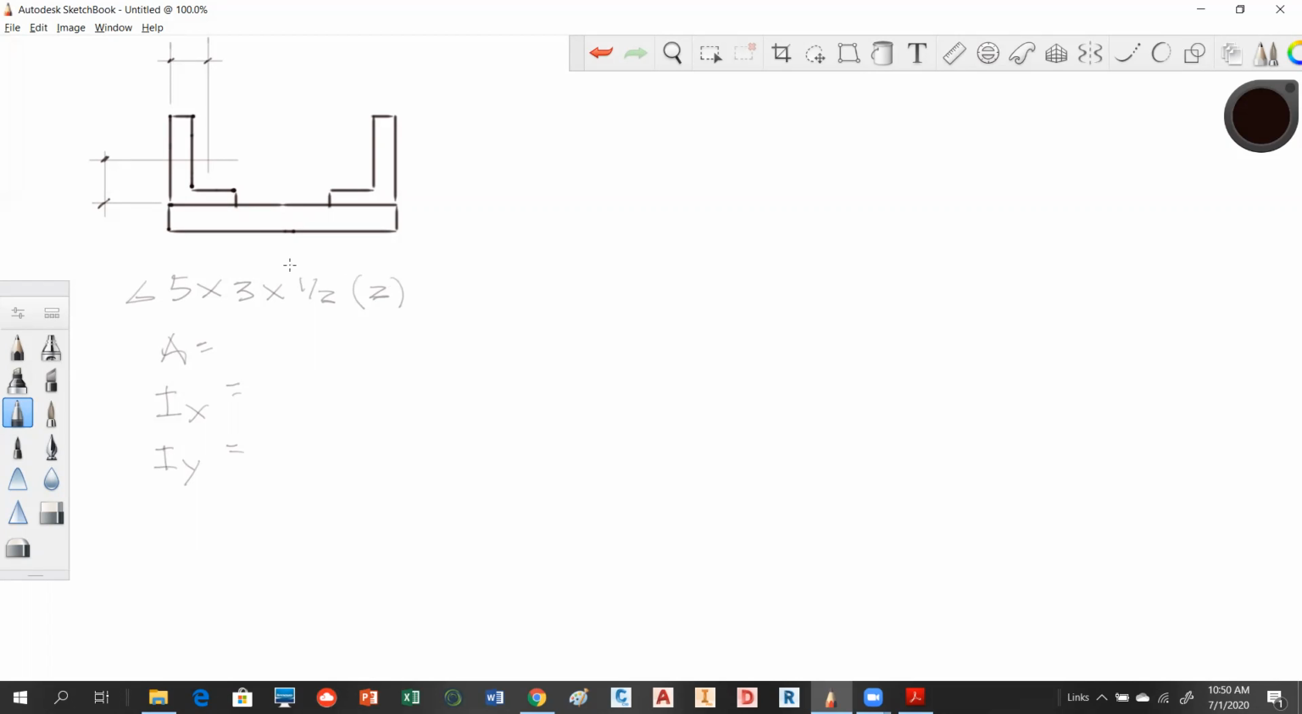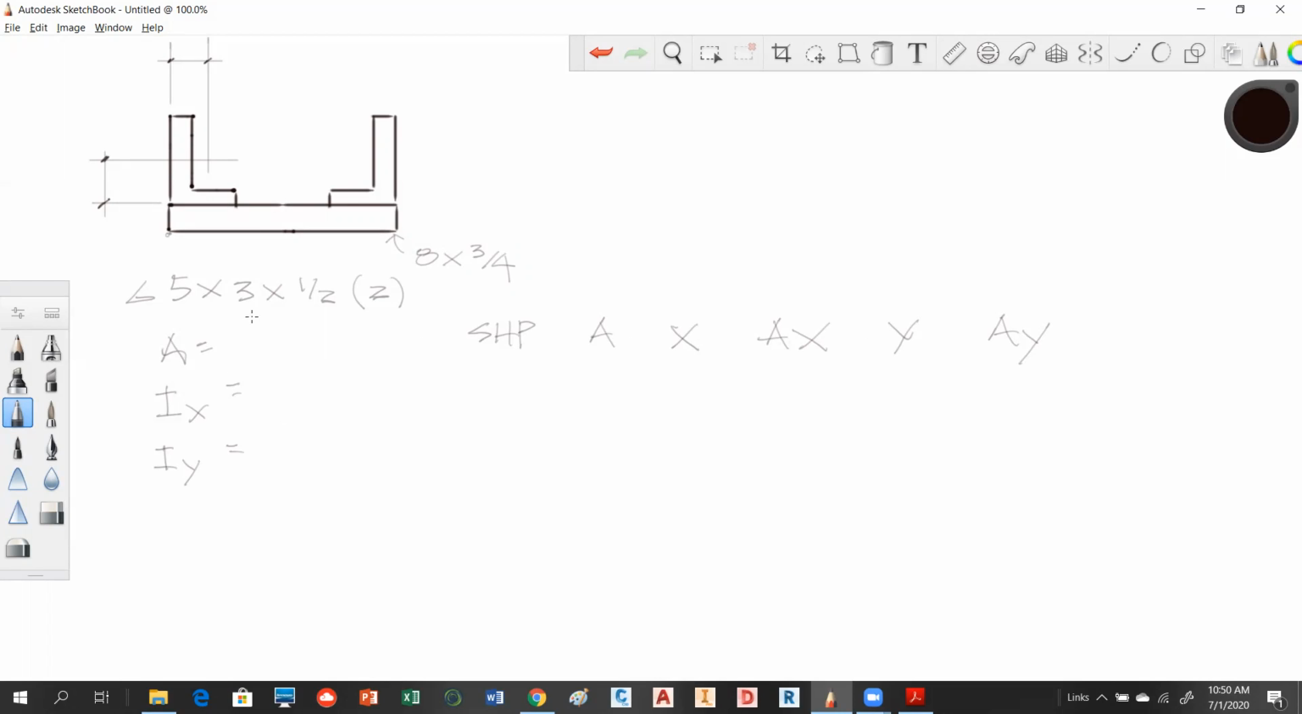We have a plate here that is an 8 by 3/4 plate. So this is 8 by 3/4 for the plate. We're going to do the centroid on this first, using that as the origin. What I'm going to do is set the chart up, so we'll get the X bar and the Y bar distance. So we're going to have shape, area, X, AX, Y, and AY.